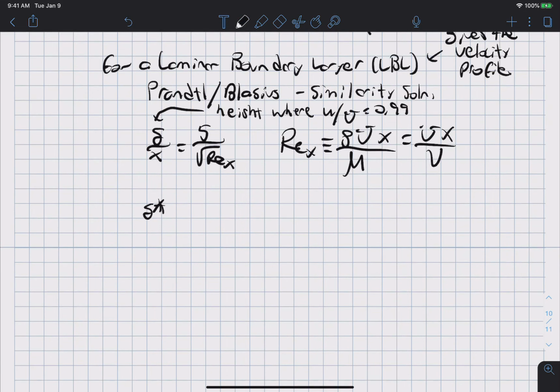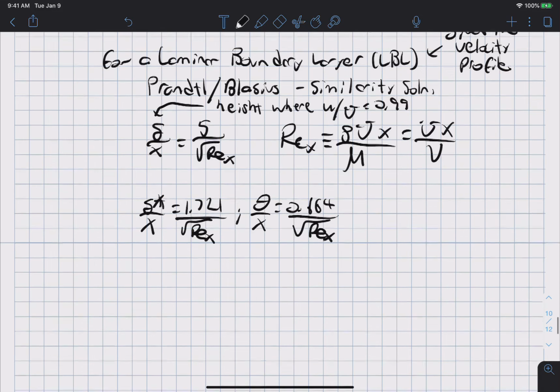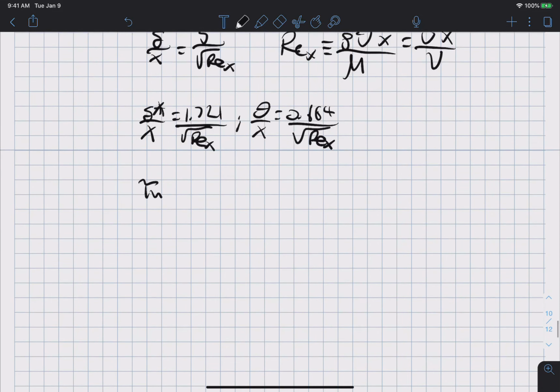And delta star over the length equals 1.721 over square root of Rex. The momentum thickness divided by x is equal to 0.664 divided by square root of Rex. The wall shear stress equals 0.332 u to the 3/2 power. Again, I'm just writing these results down. Times the square root of rho mu over x.